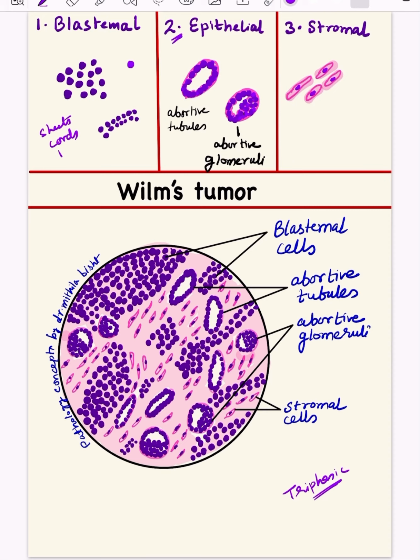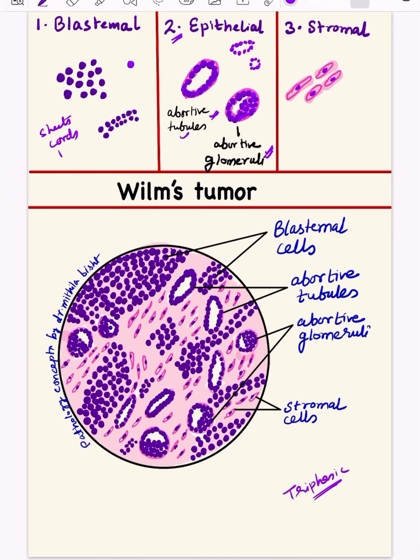The second is the epithelial component. In the epithelial component, there is an attempt at formation of tubules and glomeruli. They are known as abortive tubules and abortive glomeruli. When we make the tubules, we have to make a tubular structure with a lumen in the center. Sometimes a structure like a rosette is also seen. So these are called the abortive tubules.